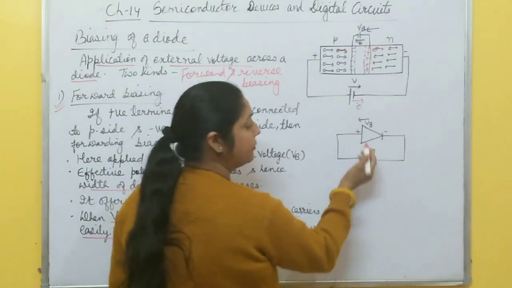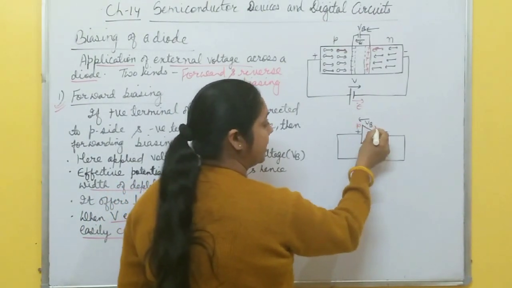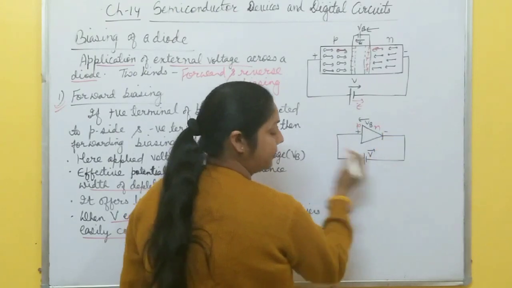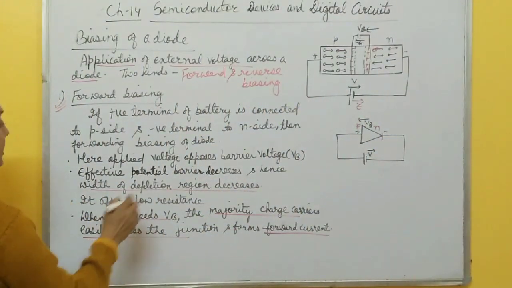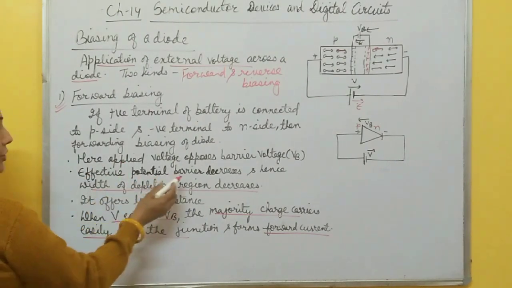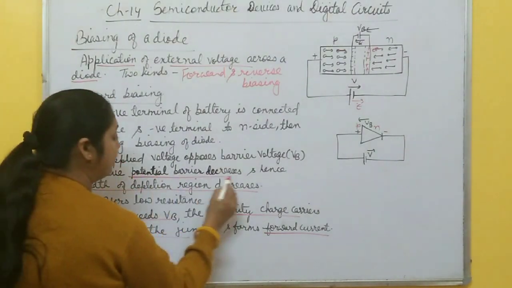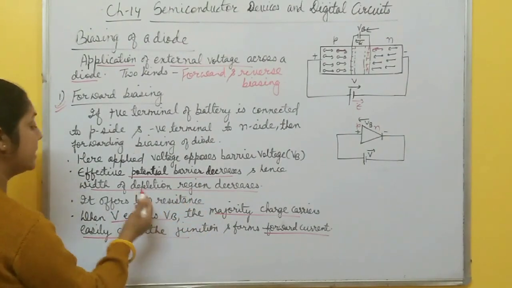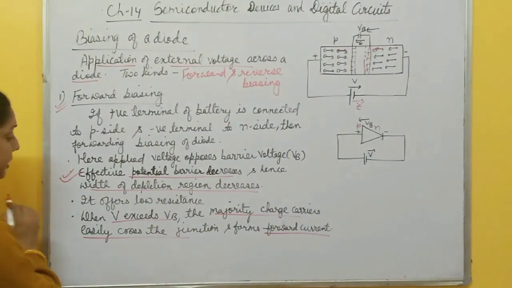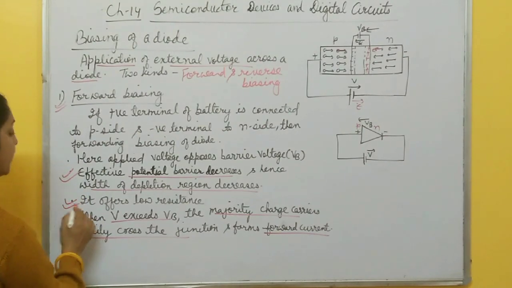This is in symbol form. This one is the PN junction diode. It is connected to the positive terminal, it is connected to the negative terminal, and the key points of this forward biasing are here. The potential barrier decreases. A decrease in potential barrier means the width of the depletion region also decreases, and due to this decrease in width of the depletion layer, resistance also decreases.